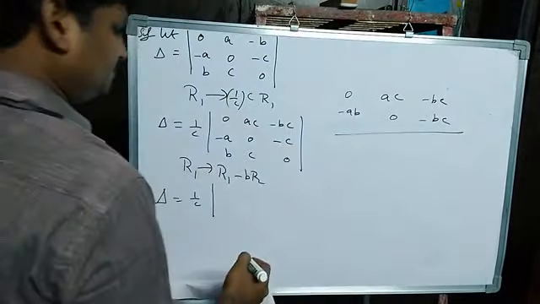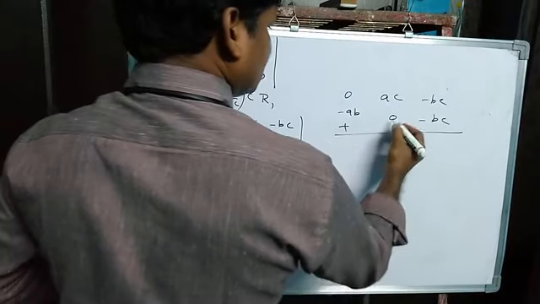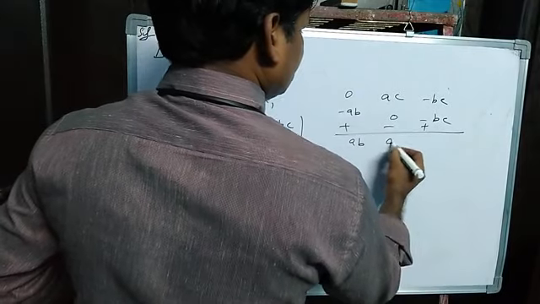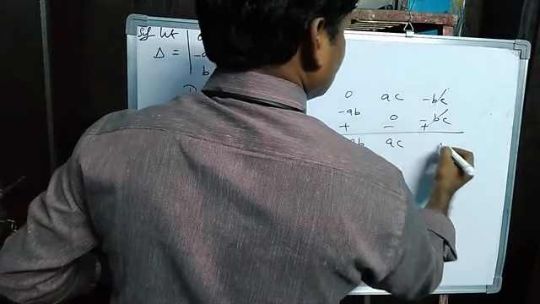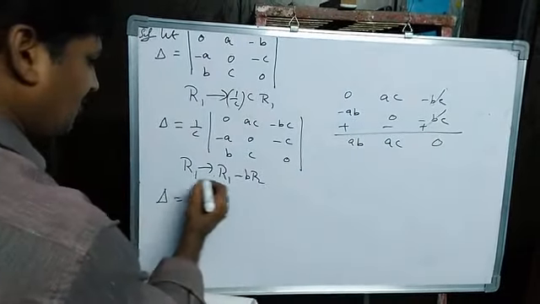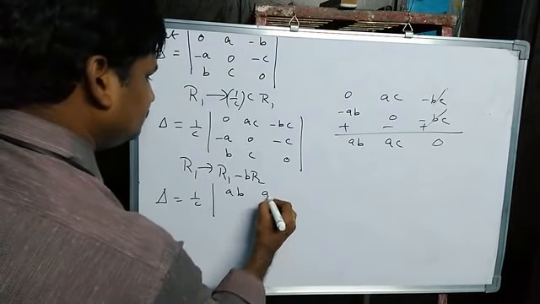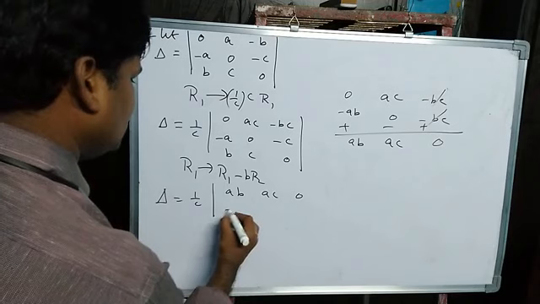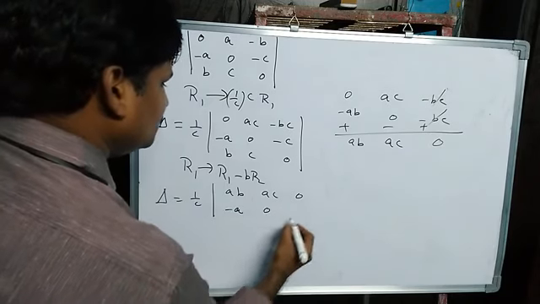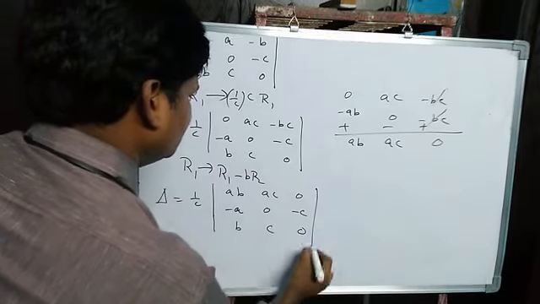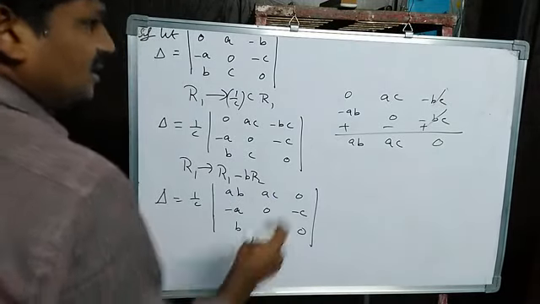What we have to know: subtract means minus becomes plus. So it is AB. Then AC. Then plus BC minus BC gets cancelled, 0. So in the place of R1 we can write AB, AC, 0. The remaining rows stay the same: minus A, 0, minus C, and B, C, 0.